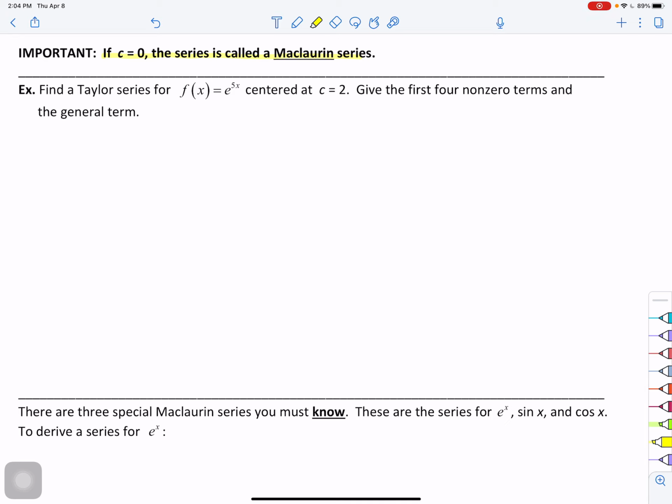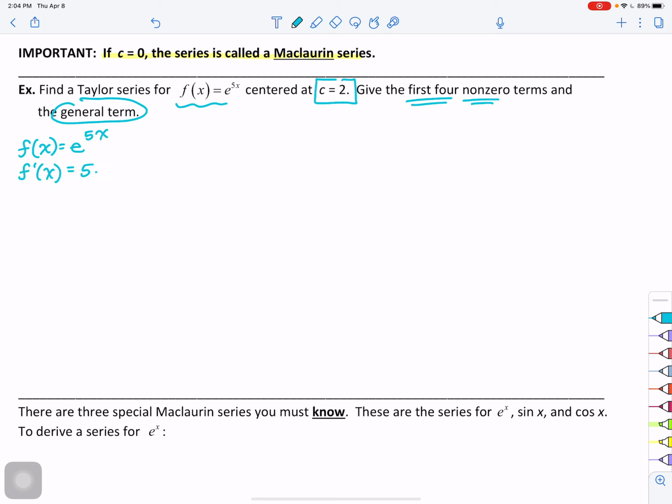Let's give one a try. Find a Taylor series for f of x equals e to the 5x, centered at c equal to 2, and give the first four non-zero terms, and also the general term. So we're not given any function values or values of derivatives, so we're just going to right away start with f of x equals e to the 5x. And let's go ahead and grab some of these derivatives.